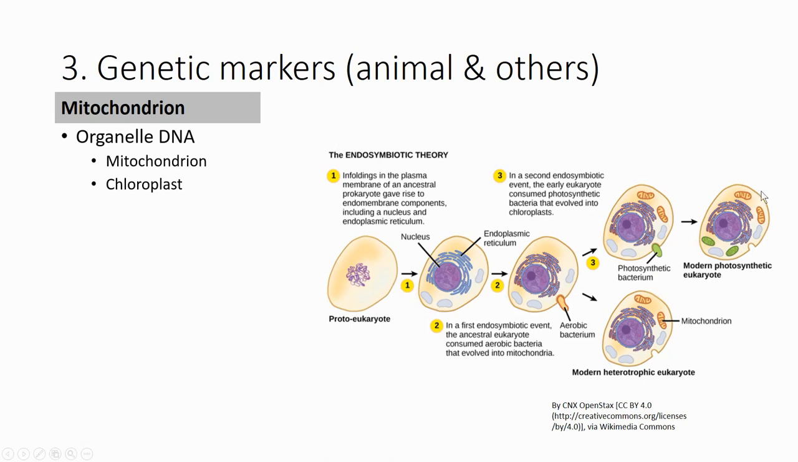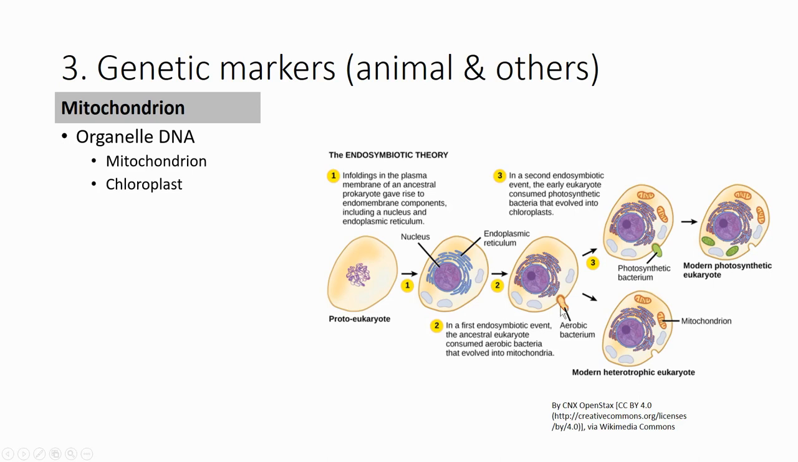How the eukaryote cell evolved from the proto-eukaryote cell. At the very beginning, the cell is very simple, just consisting of the DNA molecule, just like the bacteria. Then after some time, they have more complex organelles and internal structure. You have the vacuole, you have the endoplasmic reticulum.